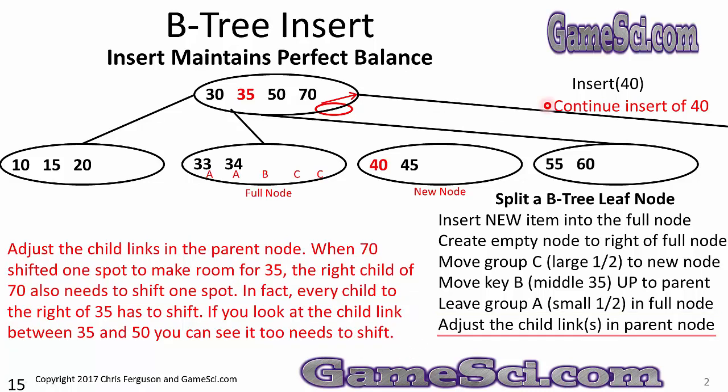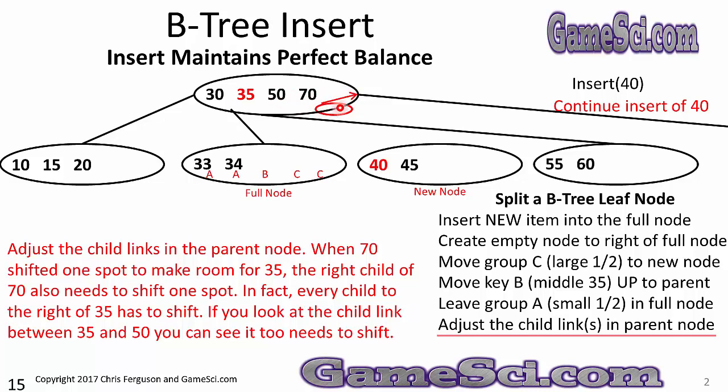Continuing the insert of 40. Adjust the child links in the parent node. What does that mean? We need to go up to this parent node, and since 35 moved everybody over, we need to move the links over. Adjust the child links in the parent node. When 70 shifted one spot to make room for 35, the right child of 70 also needs to shift one spot. 70 used to be in this position. It shifted over there. So the right link of 70 also has to shift with it.